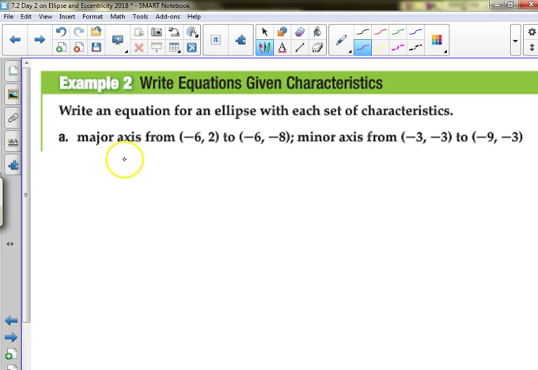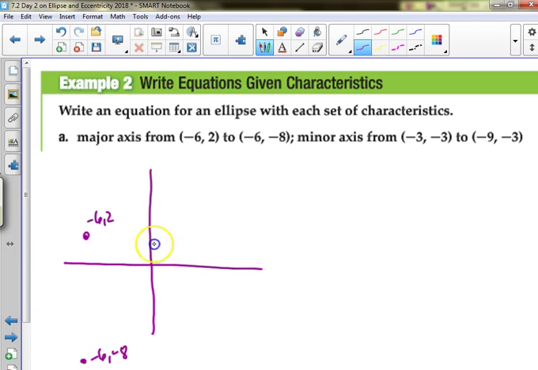All right, we're going to try writing an equation. It says, write an equation for an ellipse. Oh, yeah, I think I put this on the quiz. I think this is easy. Let's sketch. I like to sketch first. Negative 6, positive 2, negative 6, negative 8. Negative 3, negative 3. And negative 9, negative 3. Is that really that hard to write an equation for? Okay. Whoa. Clearly that's an ellipse. A very pointy ellipse.